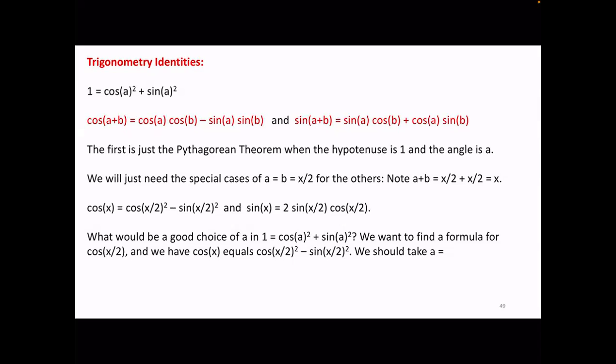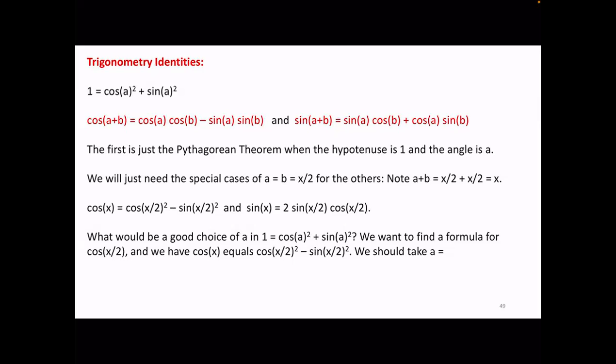Well, we're on the unit circle. We have 1 equals cosine squared A plus sine squared A. We know cosine of x equals cosine x halves squared minus sine of x halves squared. I'm trying to get a formula for cosine of x halves. I need to choose a value for A. It's got to be something related to x. It's okay if your guess is wrong, but what would be a thing to try that's related to x?